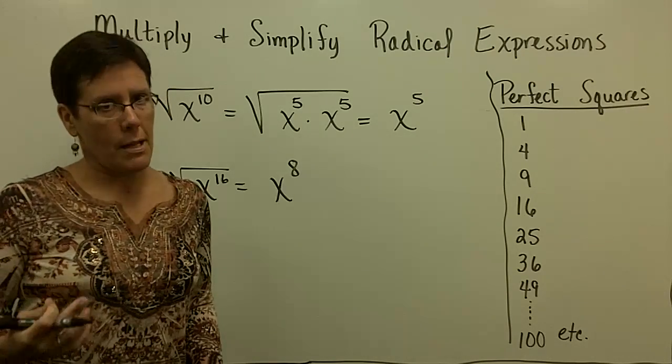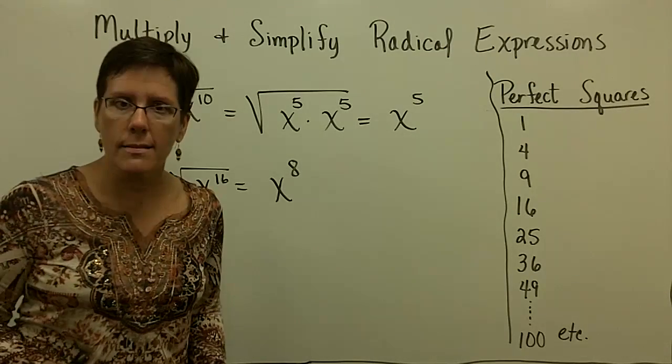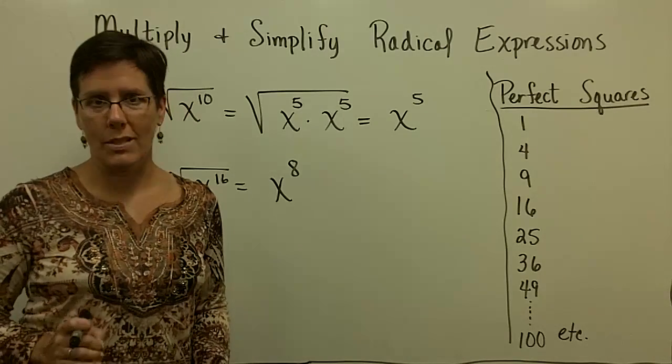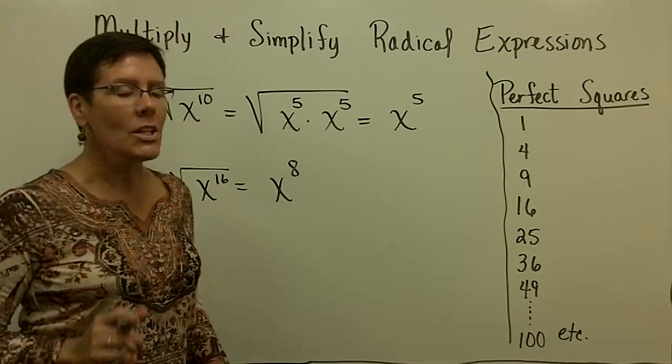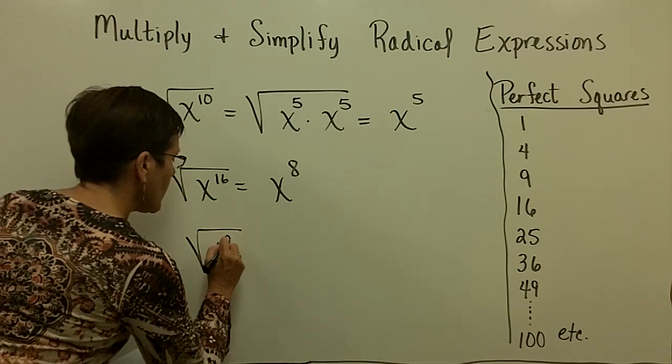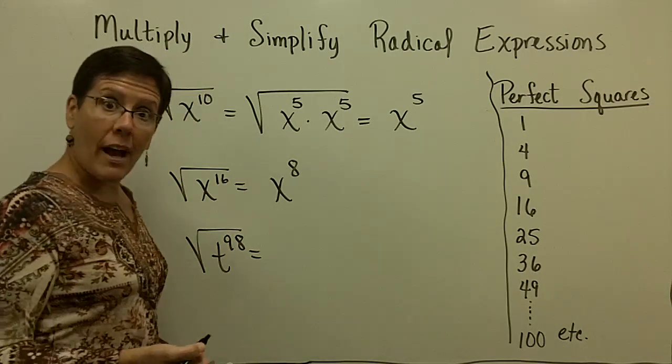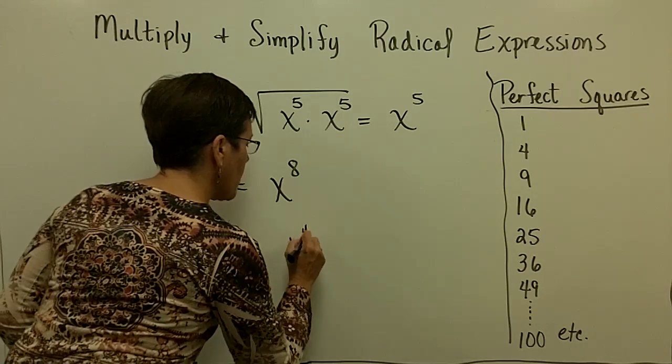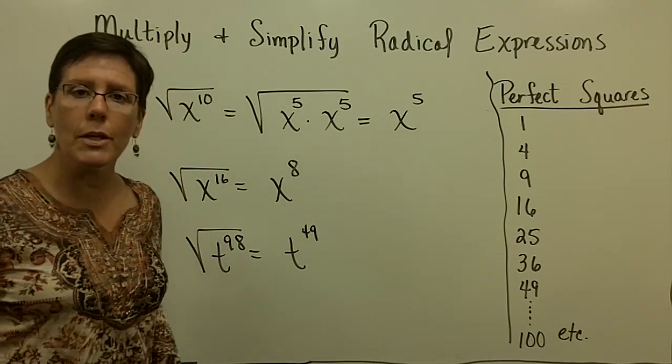X to the 8th times x to the 8th is x to the 16th because you add those exponents to get that 16. Shortcut, just divide by 2. So I have t to the 98th. So divide that by 2, and I believe that should be a 49. And you have simplified this expression.